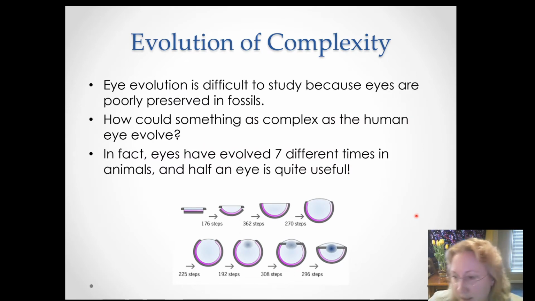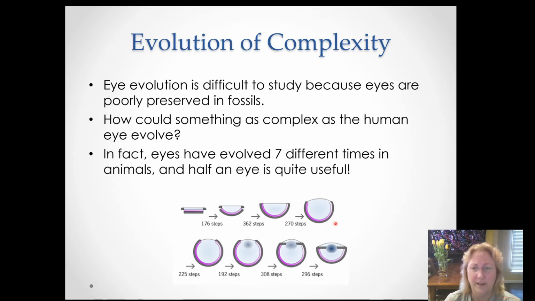Another topic that is often addressed is how very complex things evolve, especially things that don't really fossilize, like the structure of eyes. Our eyes are very complex. We have a lens that can accommodate for distance. We have a living but transparent cornea. We have an iris that can open and close and accommodate for different light levels. How could something this complex evolve by mutations and natural selection?